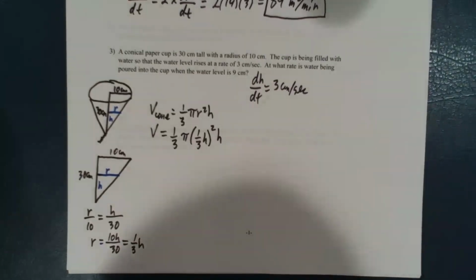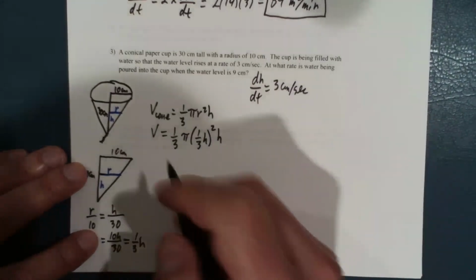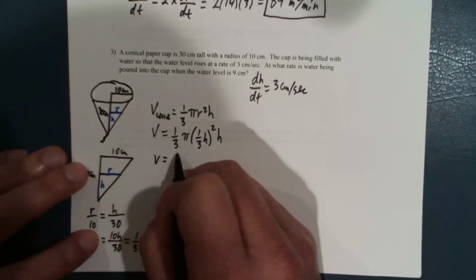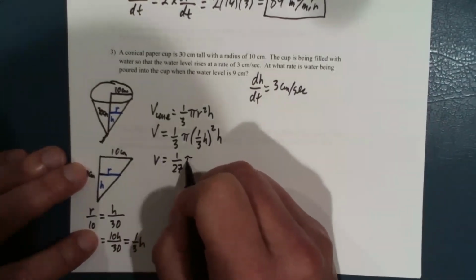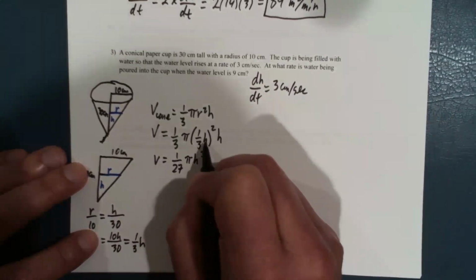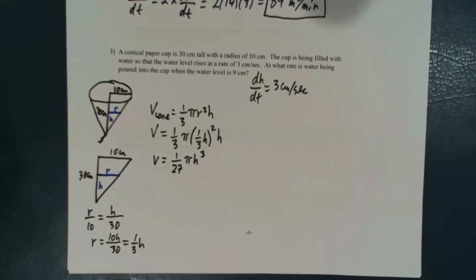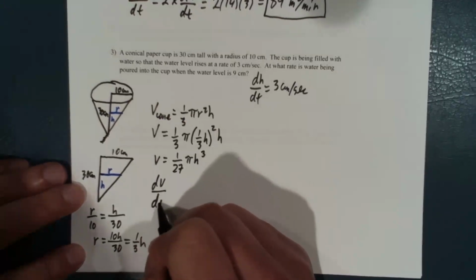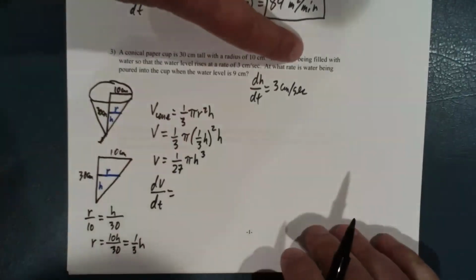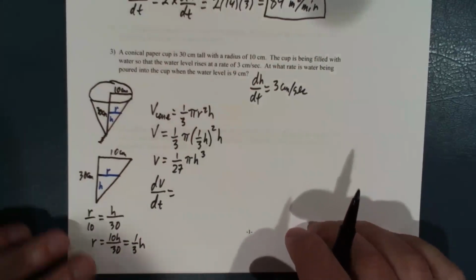So we now have 1/3, that becomes 1/9 when we square that. So this becomes 1 over 27 times pi times H cubed, right? H squared times H. So now I'm going to do my derivative. They are looking for the rate at which the water is being poured into the cup. That's a change in volume with respect to time.